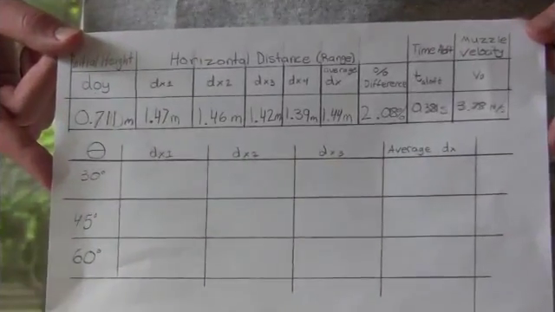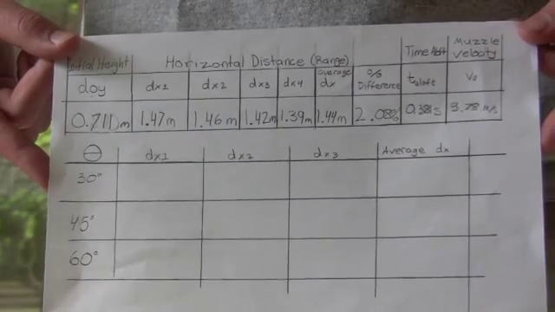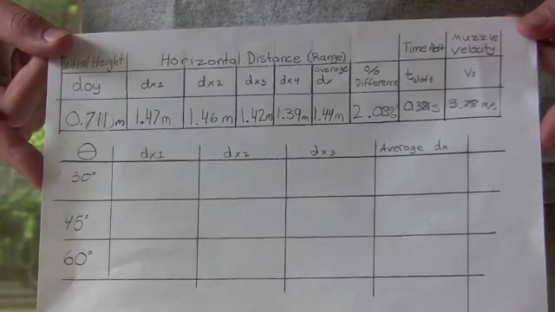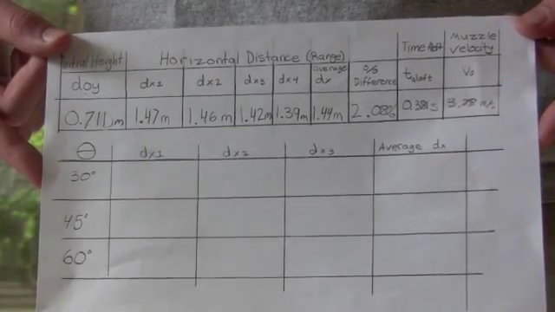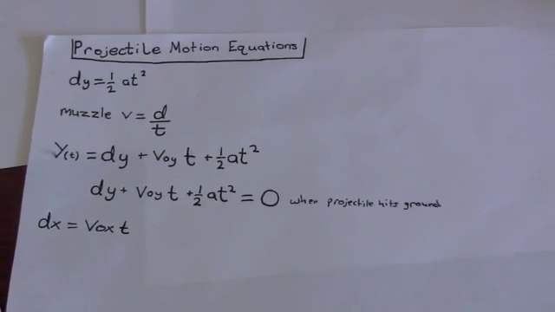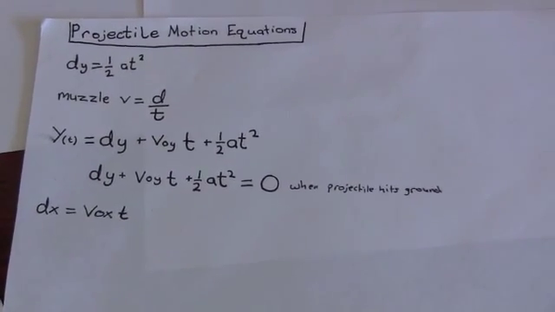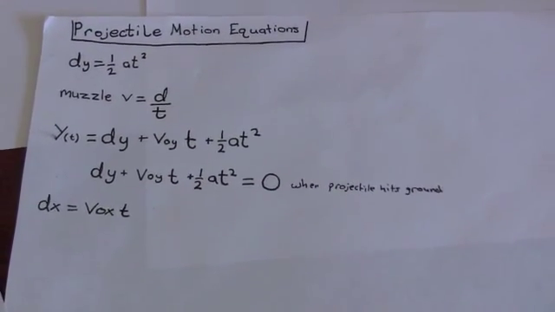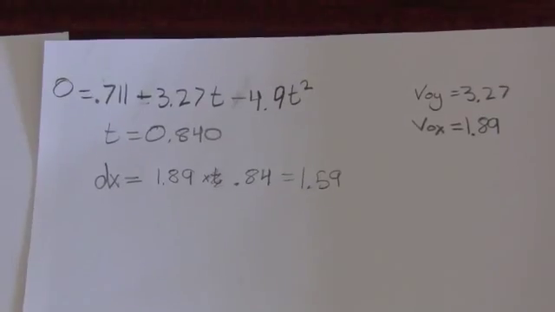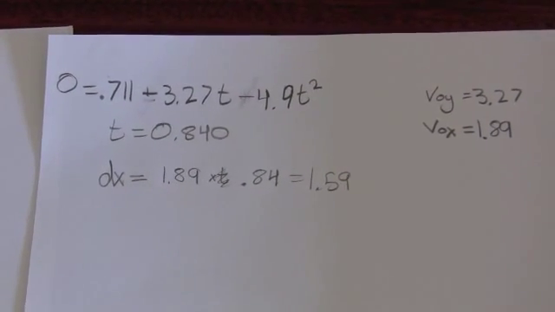We now know the initial height, the average horizontal distance, the percent difference, time aloft, and the muzzle velocity. Now that we have the muzzle velocity, we can predict where the projectile will land at different angles. We use these various projectile motion equations to predict the horizontal distance that the projectile would travel when launched at 45, 30, and 60 degree angles. Here is one sample equation that we use to calculate the horizontal distance of the projectile.